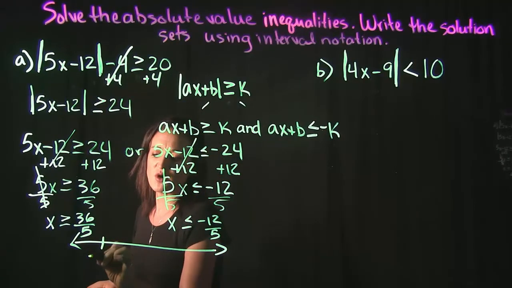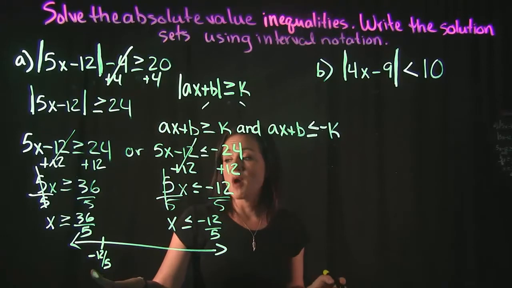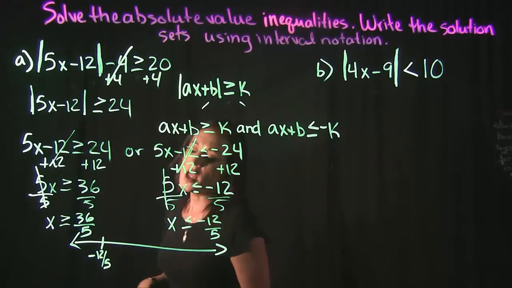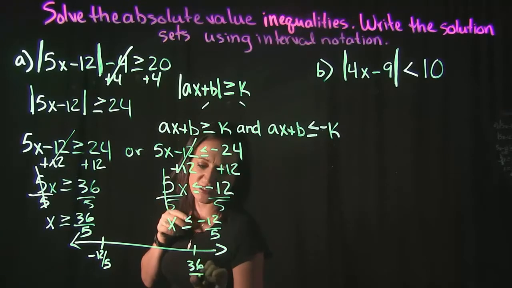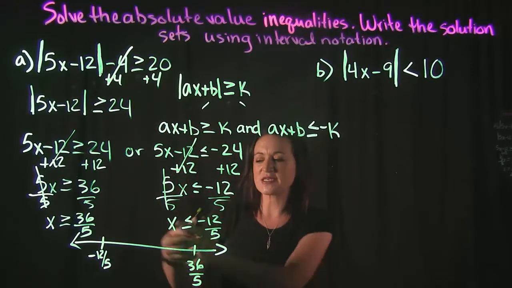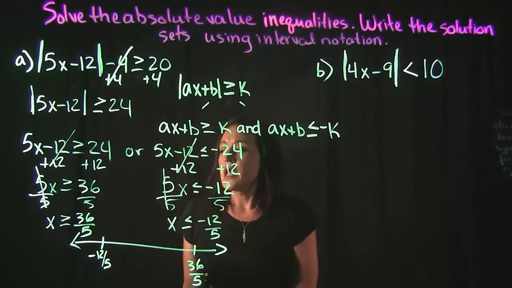So negative 12/5, I'm going to say, is over here. Right, negative 12/5 is smaller than our other solution. It's negative, so it'll be on the left. And let's just say that the 36/5 is over here. Right, it doesn't have to be perfect. This is just an estimate of what we're looking at.